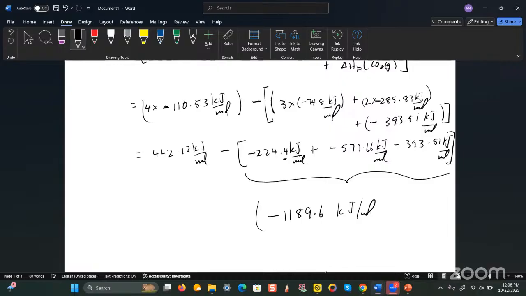And I'm going to subtract that from what I have here. I keep forgetting to put a negative sign. There should be a negative sign here. So this would be minus 442.12 kilojoules per mole. So, okay, the final answer I got, rounded off to one decimal place, would be 747.5 kilojoules per mole. And that's how you do that.